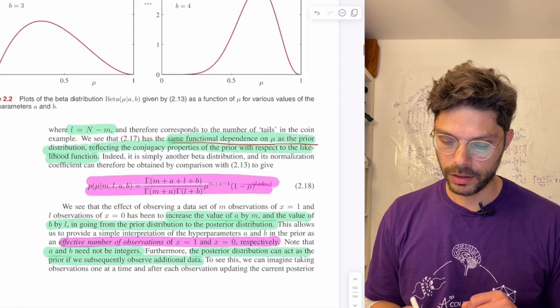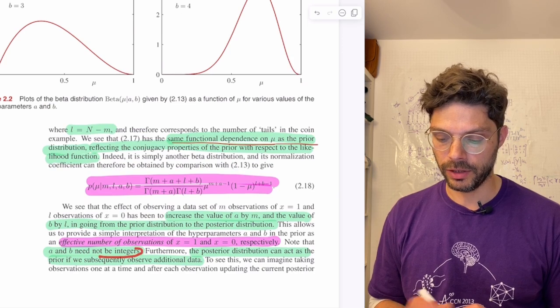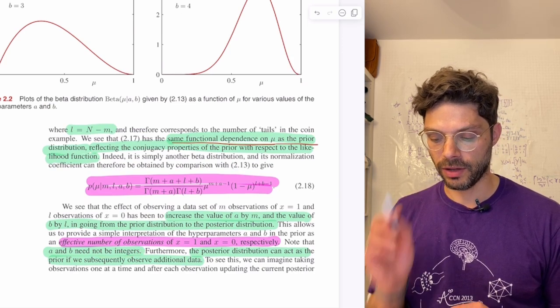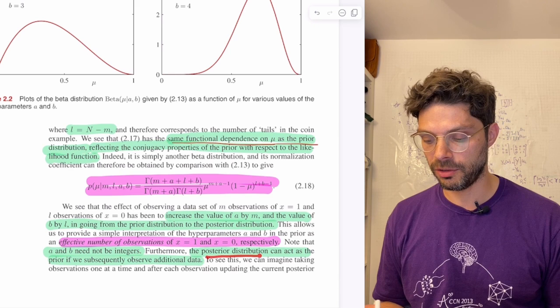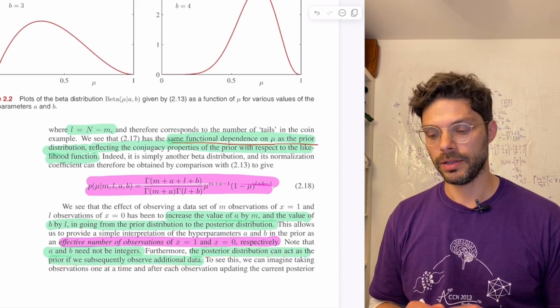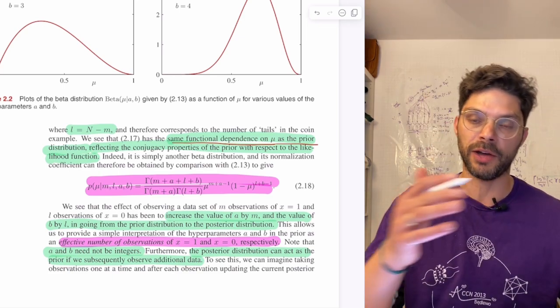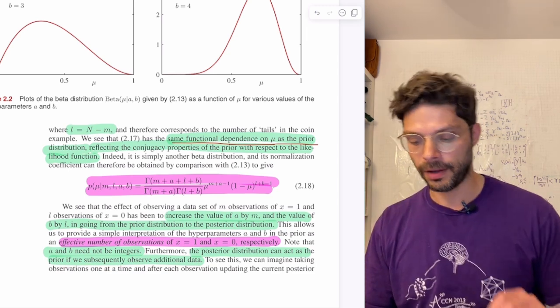Okay. Right, so we've got the effective number of observations, and a, b do not need to be integers. And so then this is interesting. Furthermore, the posterior distribution can act as the prior if we subsequently observe additional data. So that's the cool thing, right? Now that your posterior is in the same family as your prior, you can use it as a new prior for the next data set.